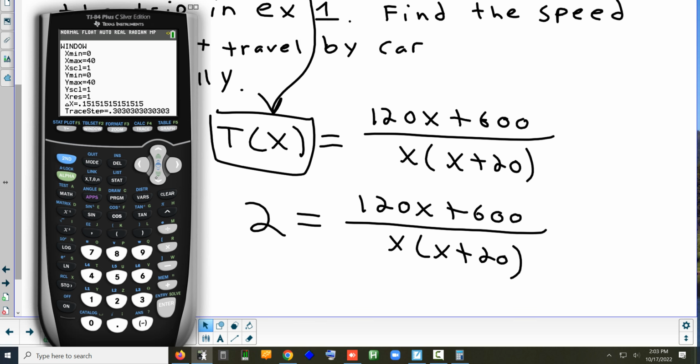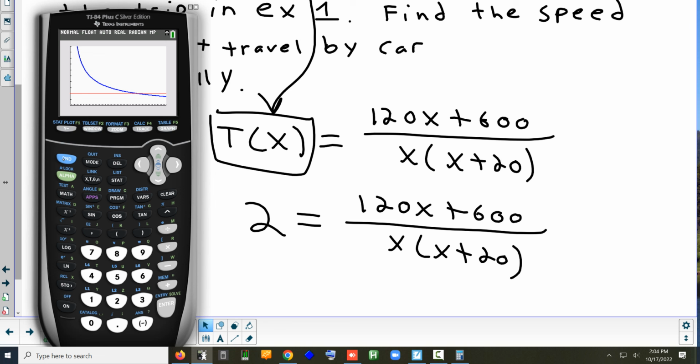So let's set the speed of the car a little higher. And let's set Ymax lower. So hopefully we get a better zoomed in picture of what's going on. I think we're okay now. Yep, we're fine. So the blue is the formula, and the red line is 2. How do I see where those cross?